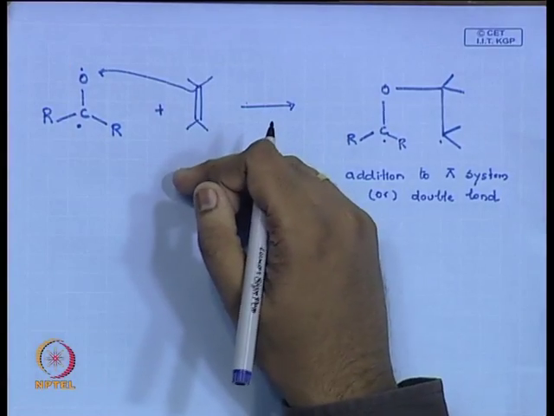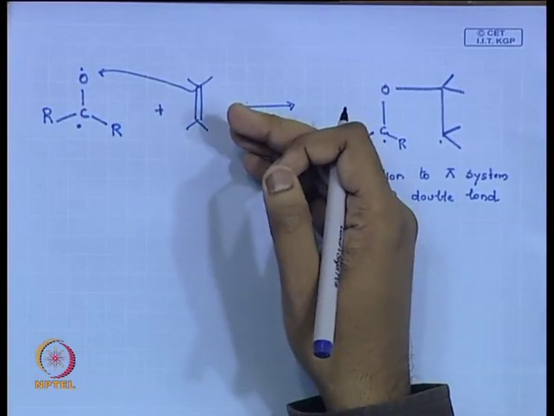We will see some, because it happens addition to pi system, if it is an electron deficient alkene, then the chemistry is different. If it is an electron rich alkene, the chemistry is different. So, for 1 hour we will try to understand the theory part, then next 2 hours we will try to do all the problems, like that we will move. Okay. This is our second reaction.